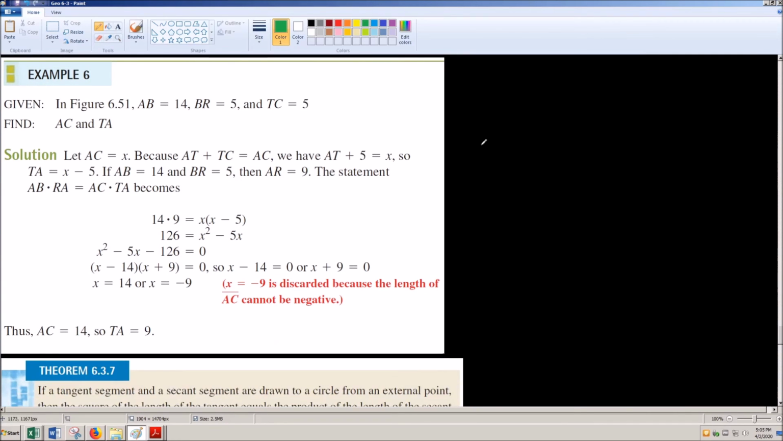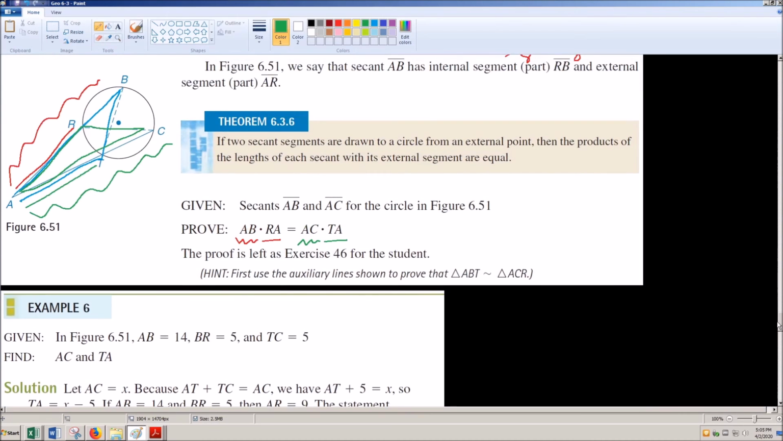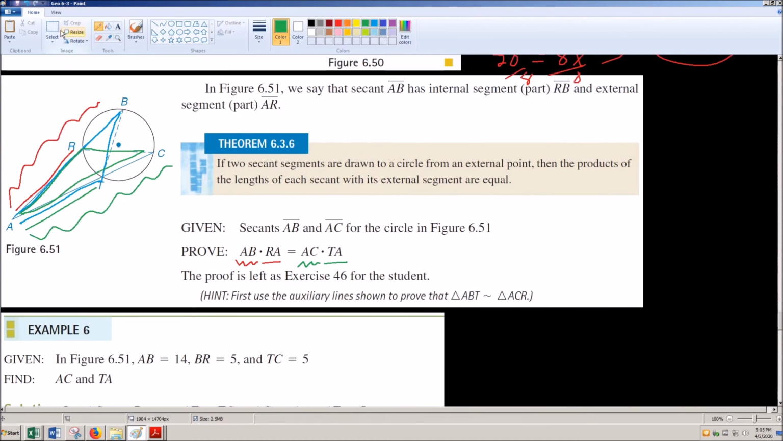Next thing we're going to look at here is, do I even want to do this one? I kind of drew all over my picture. Let's just draw the picture again. So here's A, intersect, intersect. Here we have R, here we have B, here we have C, here we have T. Cool, we have our picture.